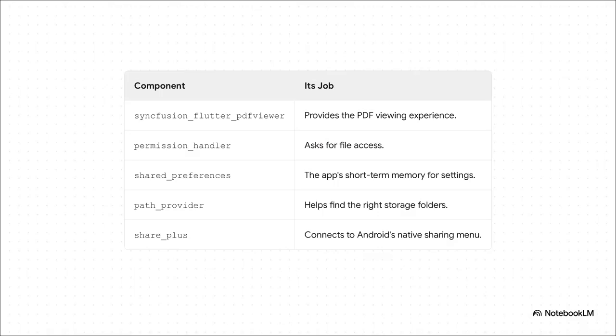Okay, now this is where it gets really cool. You see, an app isn't just one giant blob of code. It's more like it's assembled from a toolkit of specialized parts. So for actually viewing the PDF, the developer uses a high-quality component from a company called Syncfusion. And for that permission handshake we talked about, they use something called a permission handler. He's like the polite bouncer at the door, asking for your ID. And to remember your settings, like how you like to sort files, it uses shared preferences, which is basically the app's short-term memory. Every single piece has a very specific job.